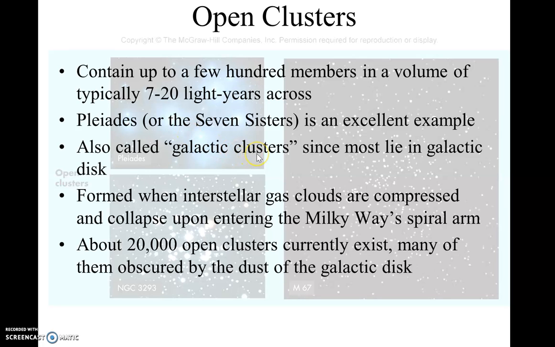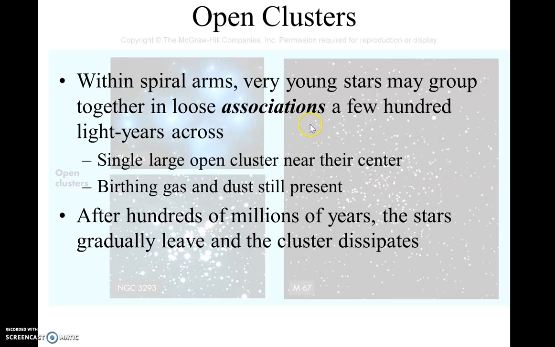these are called open clusters. These are stars that are very loosely associated with each other gravitationally, as opposed to globular clusters. We'll see that. These stars are spreading apart, and so the cluster eventually dissipates. We think that our sun was once part of a cluster of stars.